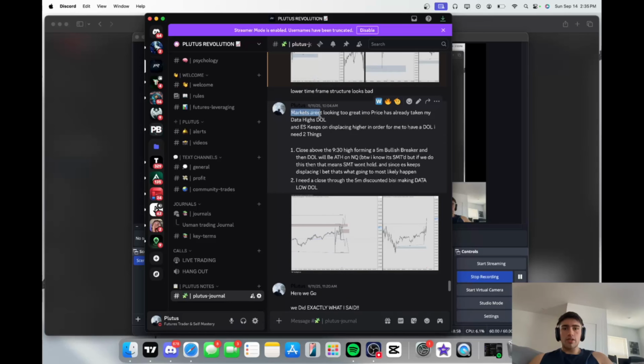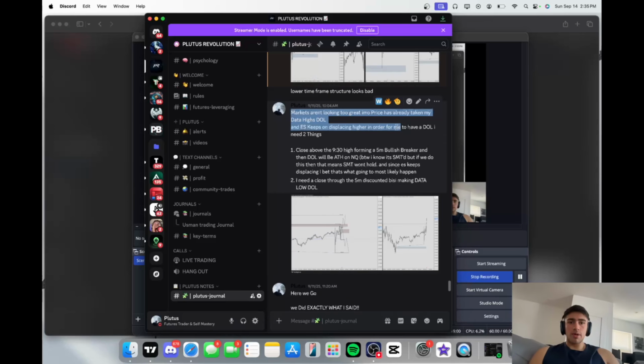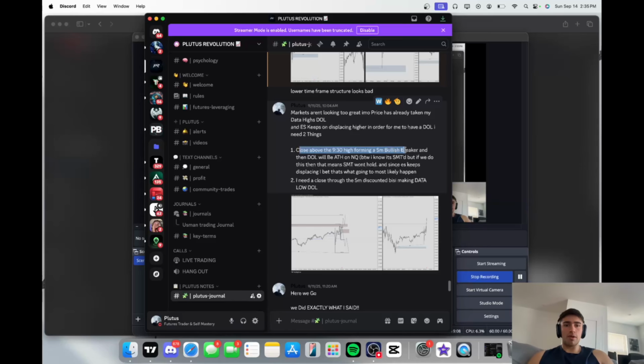I said markets aren't looking too great in my opinion. Price has already taken my data highs, drawn liquidity. ES keeps on displacing high. In order for me to have a drawn liquidity, I need two things: a close above 930 high, forming a 5-minute bullish breaker, and then drawn liquidity will be all-time highs on NQ. By the way, I know it's SMT'd with ES, but if we do this, then that means the SMT won't hold. And since ES keeps displacing higher, I bet that's what's most likely going to happen.